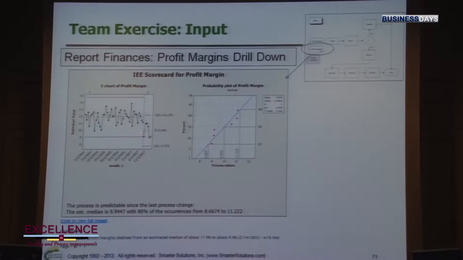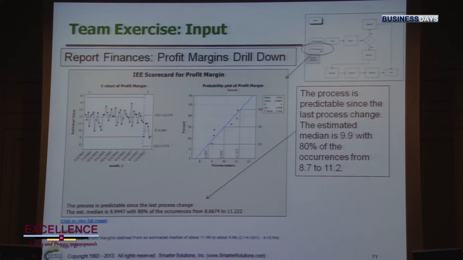But now we'll say, hey, it got worse. How bad is it? So now what we're going to do is take these particular values, those six values, and plot them on this probability plot. And now we say the process is predictable since the last process change. That doesn't mean it's good. But the median is 9.9, with 80% occurrence between 8.7 and 11.2.